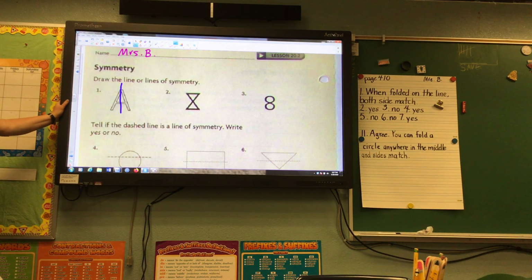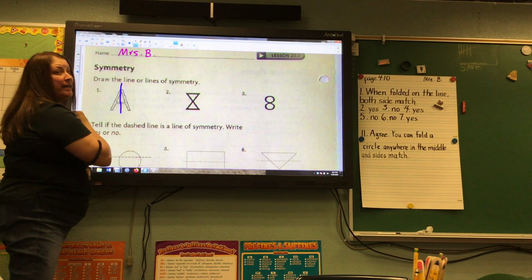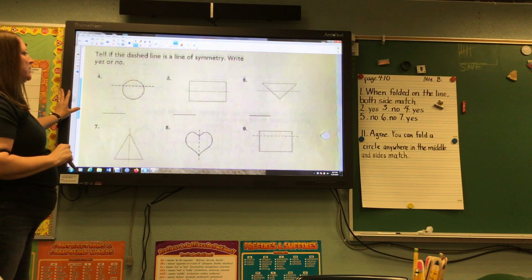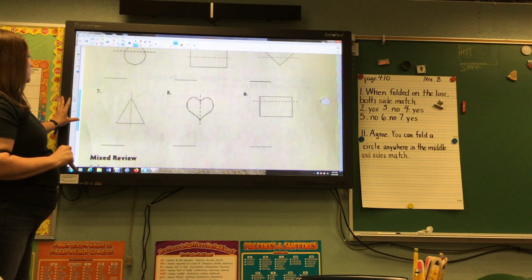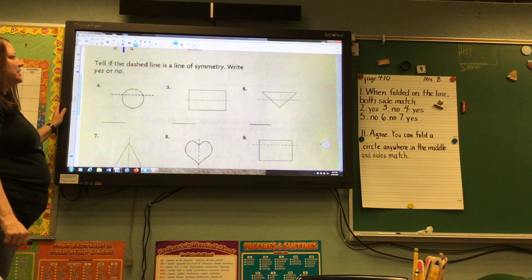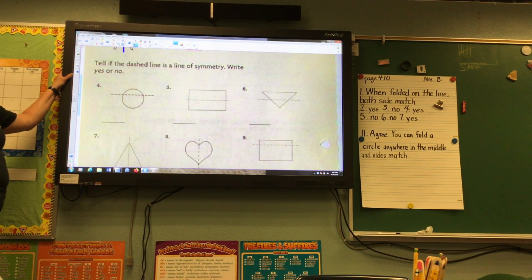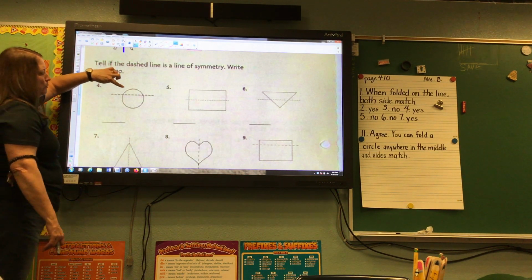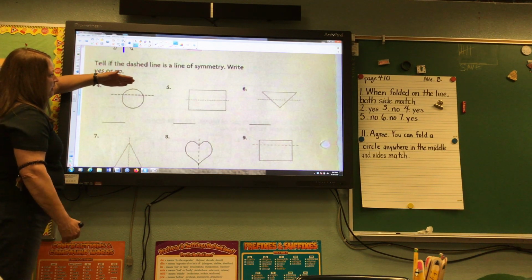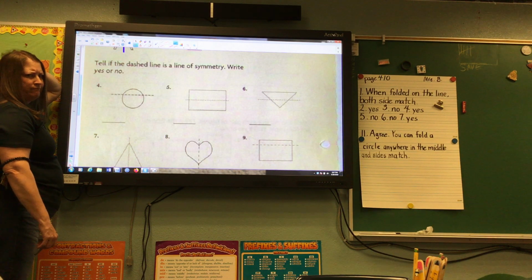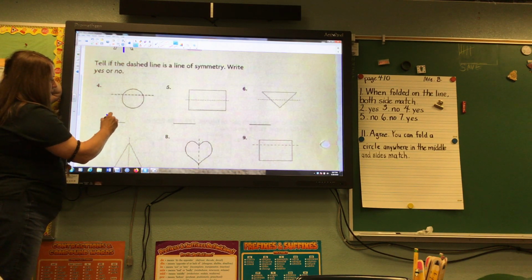I think it would. I'm going to let you try 2 and 3 on your own, and be very careful. Little hint: there's more than one line in both of those, so look carefully. Now, for 4 through 9, they want to know, is the dashed line a line of symmetry? Write yes or no. Here's that circle. Remember what we said about folding it in half? If I folded it right there, would it be a line of symmetry, yes or no? If you said no, you are correct.